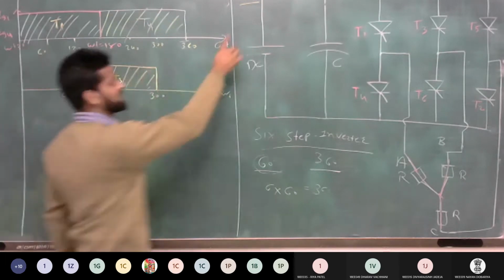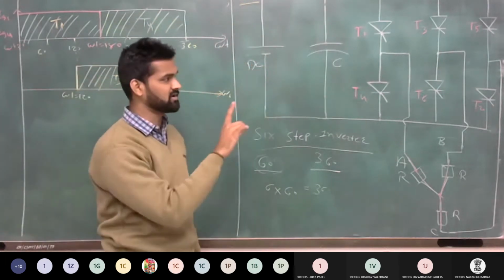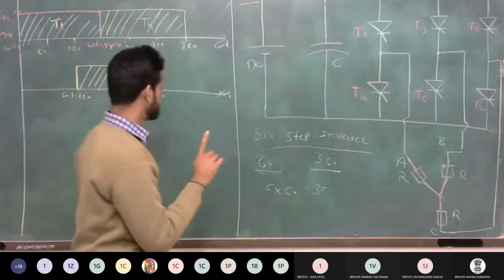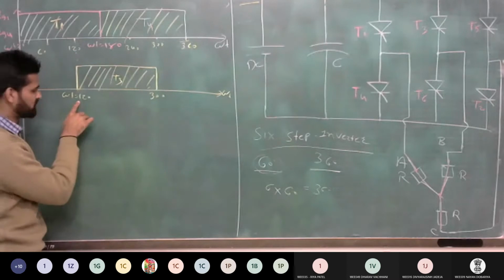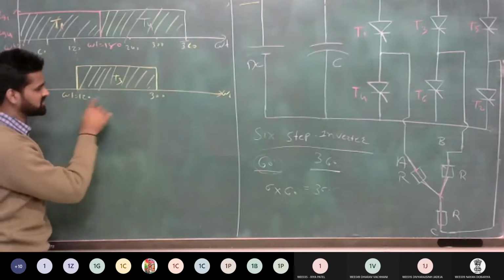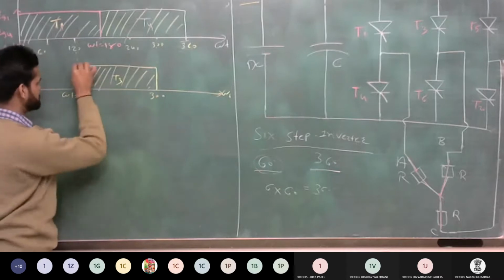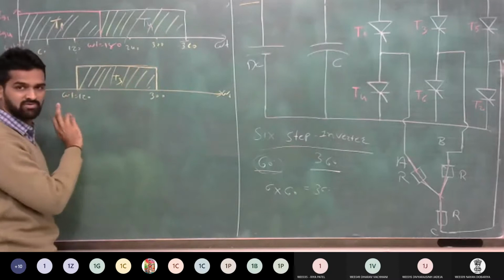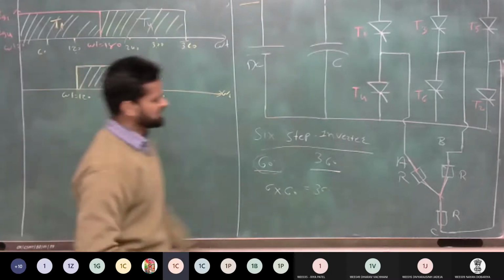Now this is the 180 degree mode of inverter. It means each thyristor conducts for 180 degree duration in one cycle. So this T3 starts from 120 degree. So 120 plus 180, it remains conducting up to 300 degree. Clear? So this is the conduction duration of thyristor T3. Now clear? All of you?